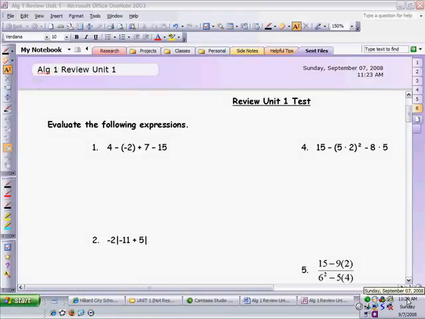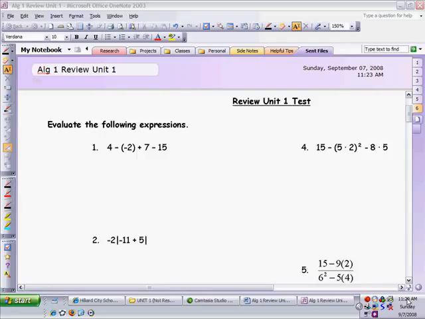Today we're going to look at the review for Unit 1 test worksheet. In this section we're only going to do problems 1 through 6. So looking at problem number 1 there, it's a simple order of operations problem. Remember, with addition and subtraction we just work left to right.